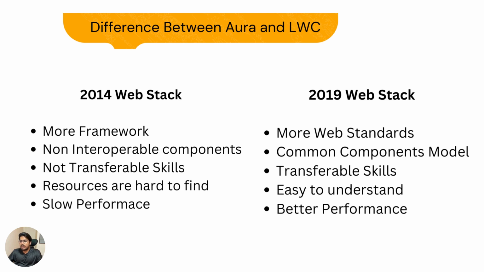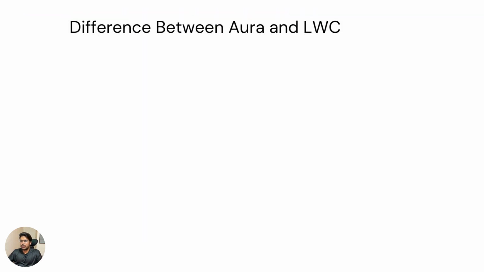But in the 2019 web stack, what does LWC do? They don't require the Aura, meaning they don't require the additional framework layer. All the essential features belong to the web standard. So it gives better performance, and it is easy to use and lightning fast as compared to the Aura component. Okay, that's the difference between the Aura component and LWC.